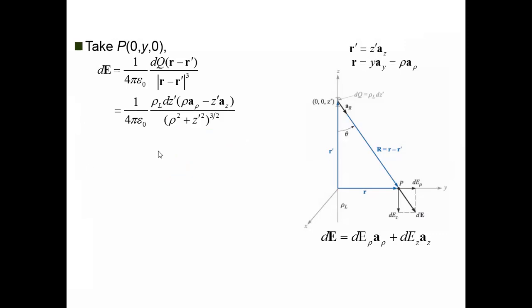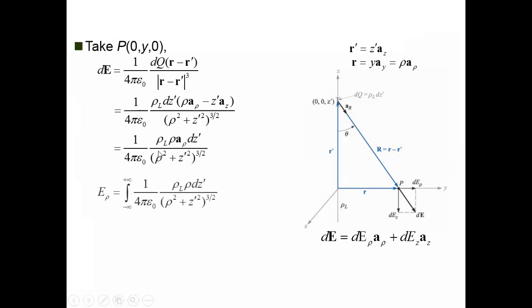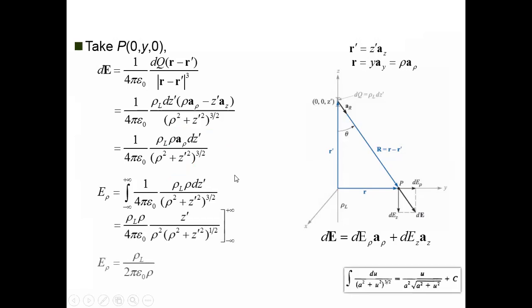Now I will just integrate this over the limit. The limit is of course minus infinity to infinity. After integration, you will get a result, and this result is very important: E rho is rho L by 2 pi epsilon rho. Very important. And what will be the final direction of this electric field? Along the rho axis, so along a rho. It is not along the x-axis, it is rho.